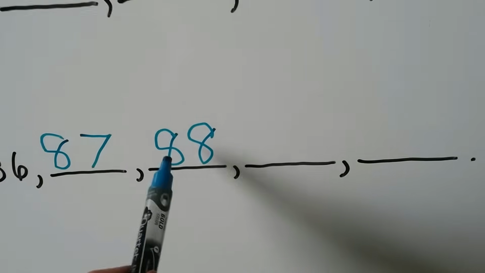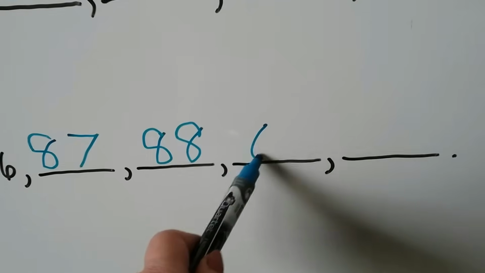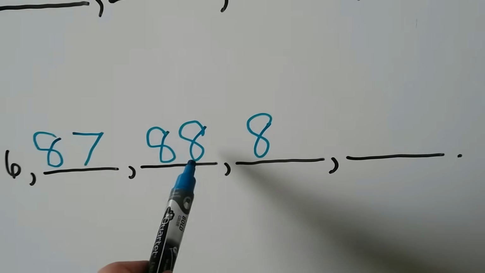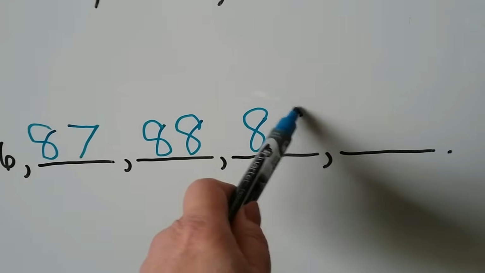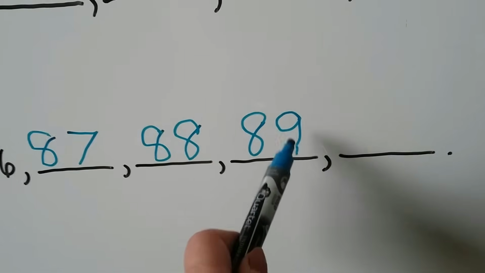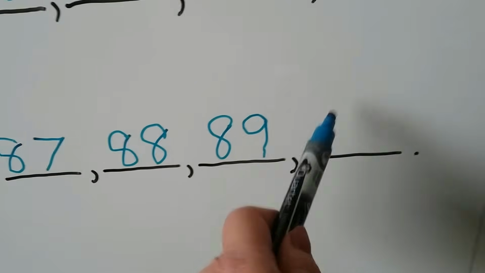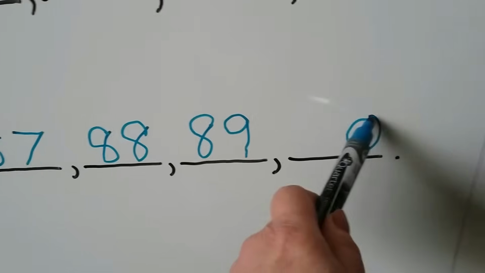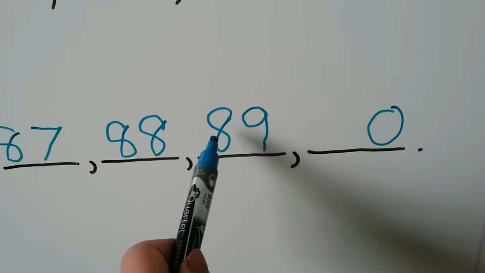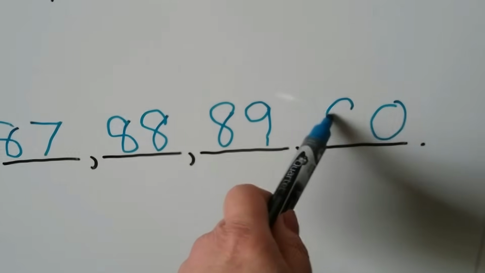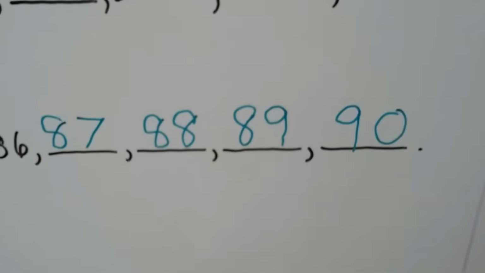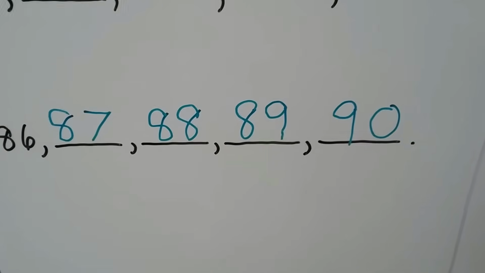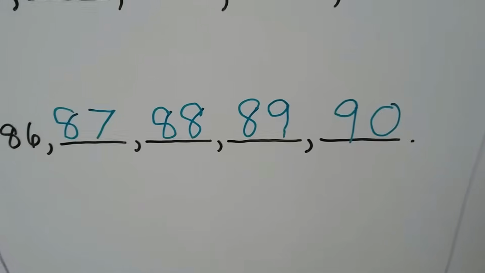We're going to do it again. We have 8 in the tens place. The ones place is going to go up by 1, so it's going to be a 9. And now that the ones place is a 9, the next one, the ones place will be a 0, and the tens will go up 1. So now we have 90. We have 86, 87, 88, 89, 90.